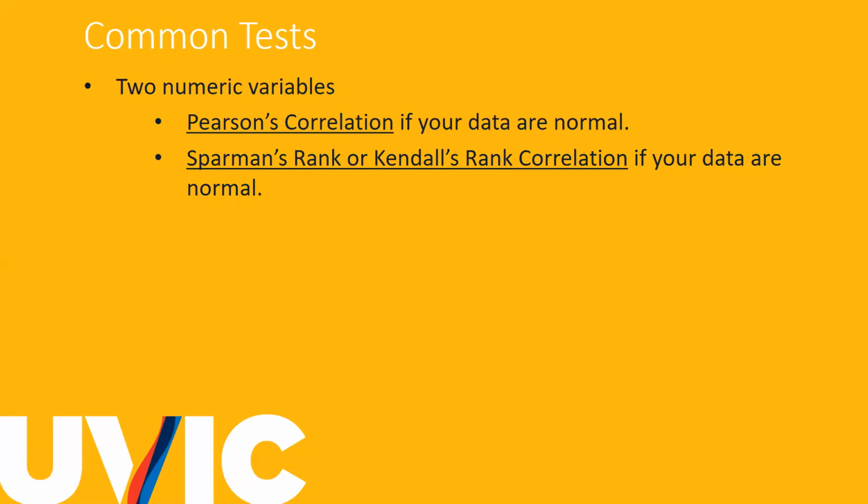Cigarettes is a number of cigarettes. Those are both kind of numeric count-based variables. And so you could use Pearson's correlation if your data are normal. Now, count data are not usually normal.